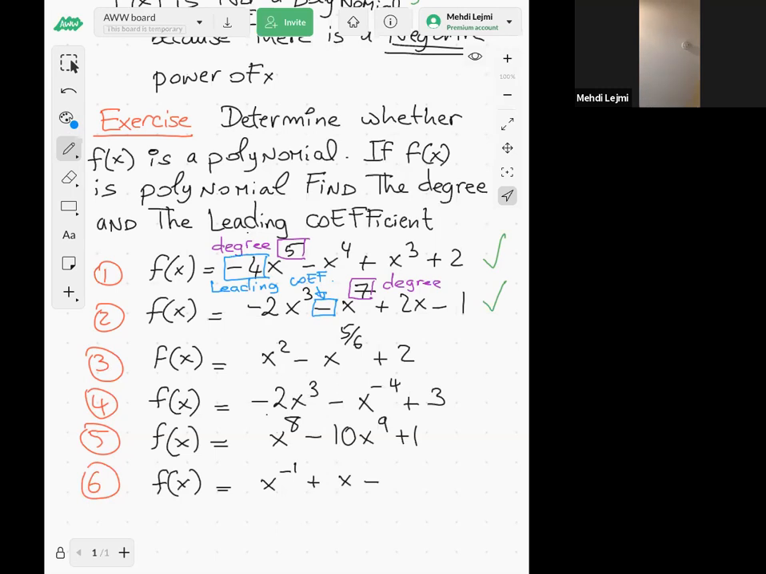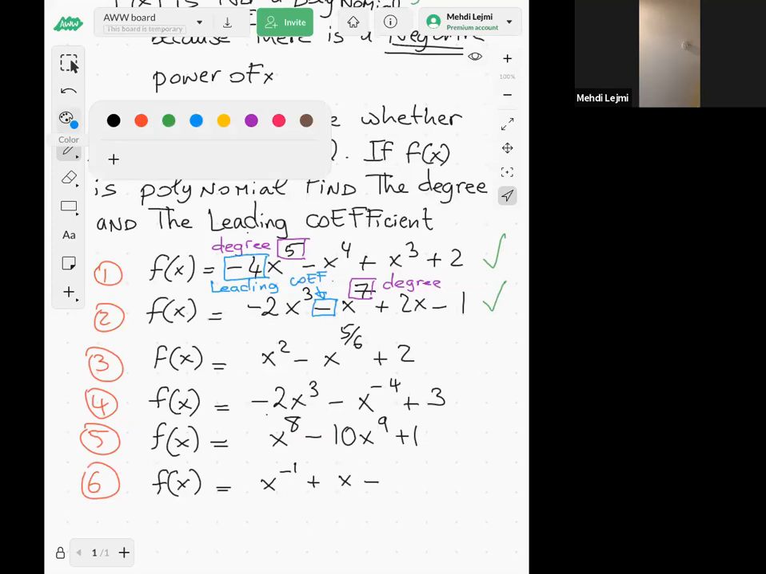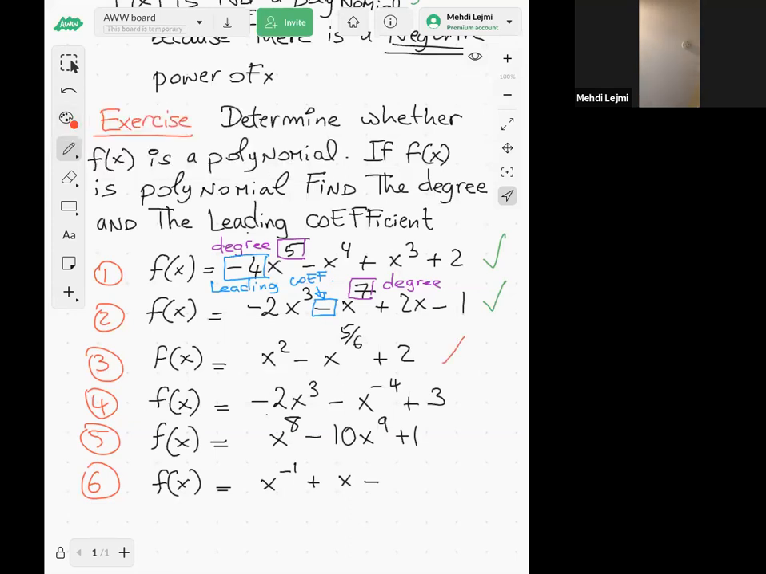Next, is f of x a polynomial? Here we have a fraction 5 over 6. You have a power which is a fraction. So then f of x is not a polynomial. So this is for number 3. It's not a polynomial.